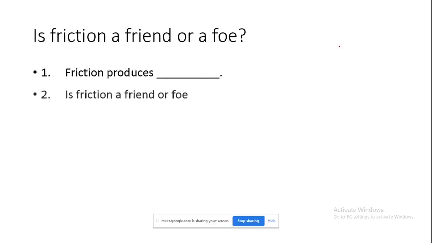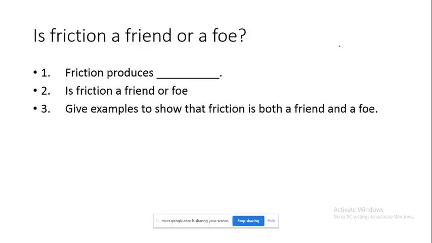We have answered already this one. Is friction a friend or a foe? It is both. It is a good thing as well as a bad thing. Now, give examples to show that friction is a friend as well as an enemy.